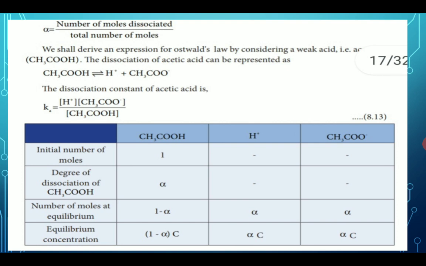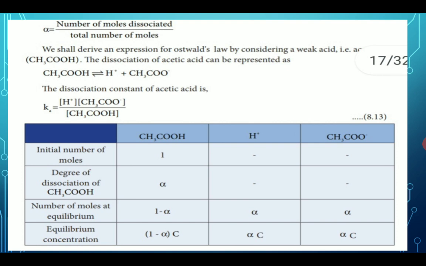We shall derive an expression for Ostwald's law considering a weak acid. Acetic acid is the example. Acetic acid can be dissociated as follows: CH3COOH in equilibrium gives H plus and CH3COO minus. The dissociation constant of the acid, Ka, is equal to the concentration of the products divided by the concentration of the reactant, so H plus ion concentration into acetate ion concentration divided by acetic acid concentration.